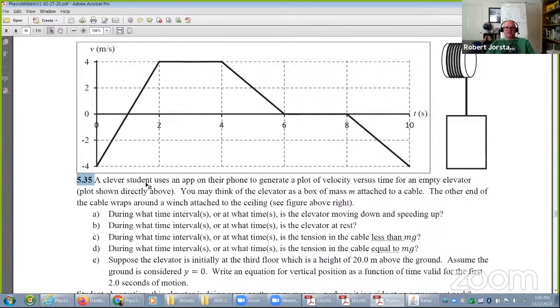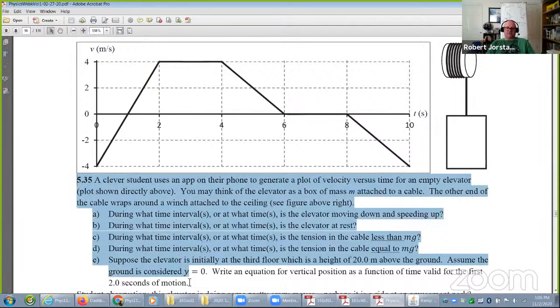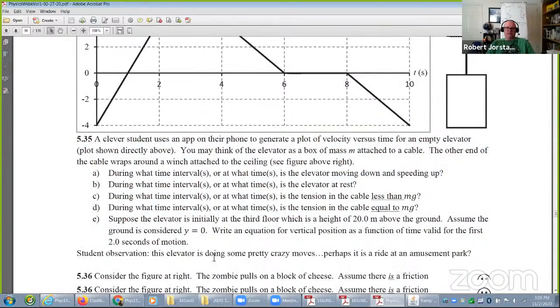5.35. This is a good one to do as a review problem before your final exam. It's got a VT plot and it's got FBDs. So this is a good one to kind of see how forces and plots relate. So I'm going to leave that. Okay.